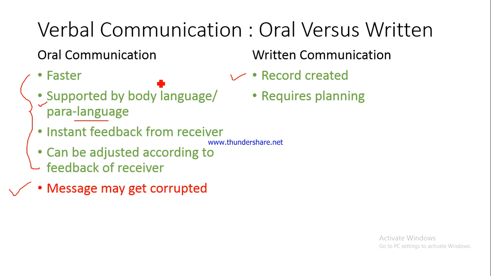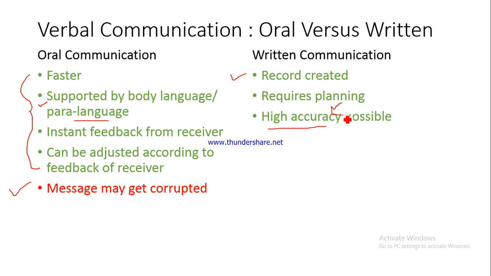So you have to be very, very appropriate when you are communicating using written communication, right? And that is why it requires planning. And since it requires planning, it is not as fast as oral communication. Again, since you are planning, then it is possible for you to be more accurate, right?